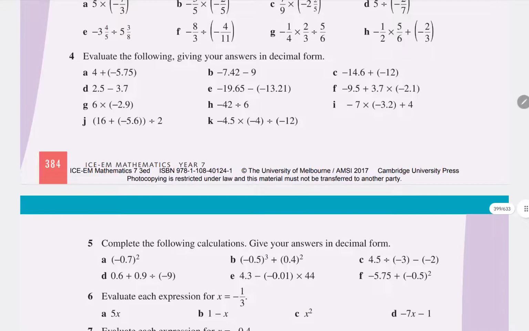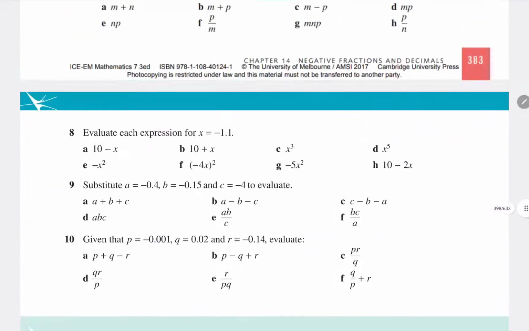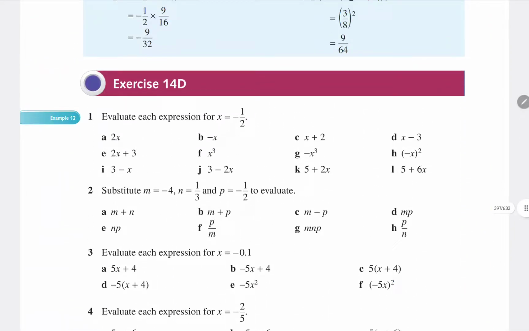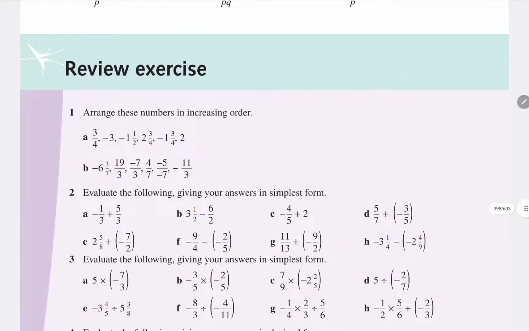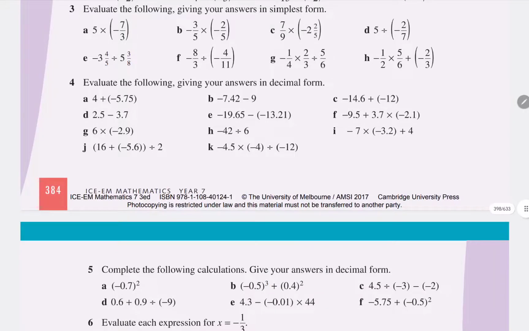It's like these ones. These review questions. Evaluate, giving your answers in decimal form. It's for Chapter 14, yeah. It's your part D. No, review. These are review exercises. Yeah, question 4. Okay.